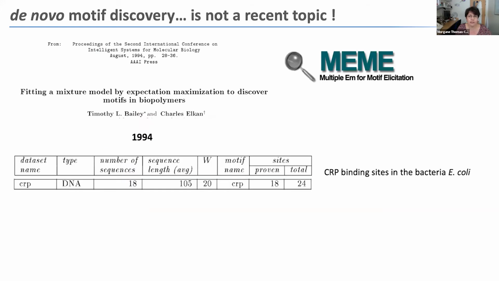This problem is really not recent. One of the most well-known tools to perform motif discovery is MEME. MEME was developed, as I showed here, in 1994, so more than 20 years ago. It was meant to discover motifs in proteins and in DNA. The table that I took here is from the paper, and they show that they were testing the program. At the time, there were not so many genomes available, so they were working on the bacterium Escherichia coli, and they were interested in the binding sites of the CRP transcription factor. You can see that they were testing it on 18 sequences, and the average length was 105 base pairs. So really, really small data sets.